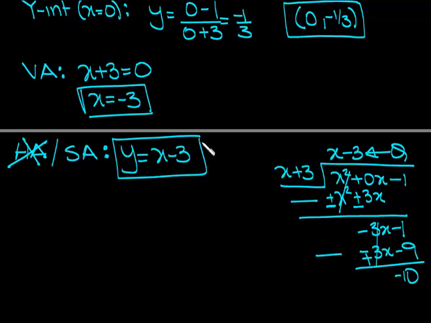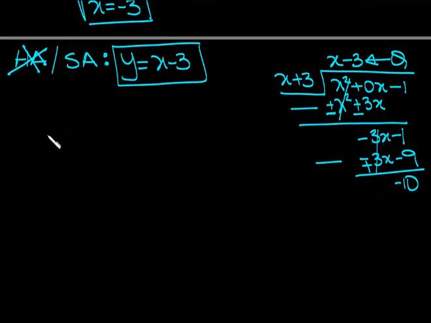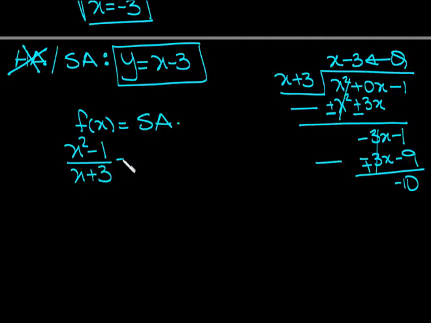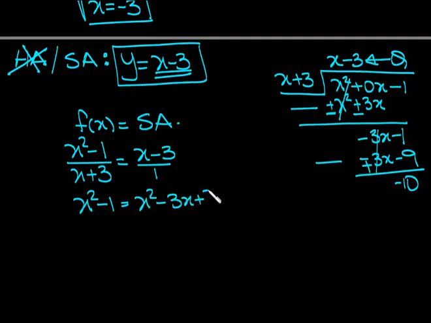And that's pretty much it. The only other thing to do, before we start graphing, is check to see if the graph crosses the slant asymptote. So you take your function and set it equal to your slant asymptote. My function is x squared minus 1 over x plus 3, and I set it equal to x minus 3 over 1. Now we cross multiply, so we get x squared minus 1 equals x squared minus 3x plus 3x minus 9, so this cancels, and so does the x squared. So we end up with negative 1 is equal to negative 9.